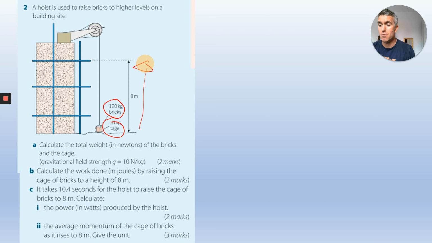Calculate the work done by raising the cage of bricks 8 meters. It takes 10.4 seconds for the hoist to raise the cage 8 meters. Calculate the power in watts produced by the hoist. The average momentum of the cage of bricks as it rises is 8 meters per second. You need to use all of those equations from the starter, and you need to use the momentum one.